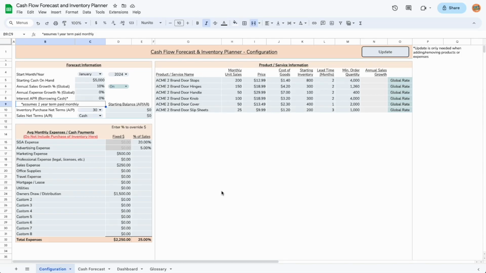Hi, and welcome to the Cash Borrowing Calculator video for the Cash Flow Forecast and Inventory Planner. We're going to go over the cash borrowing calculator that's incorporated into the spreadsheet.